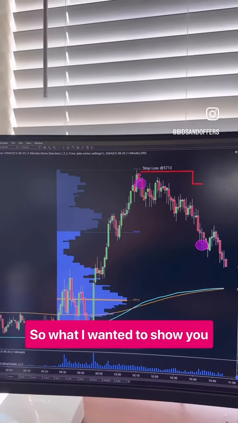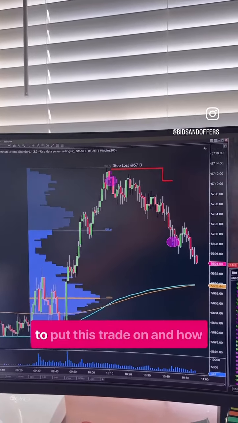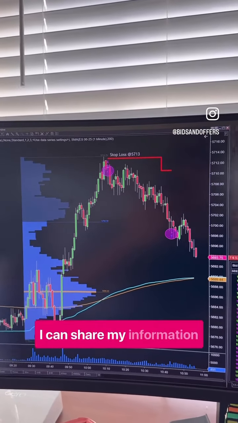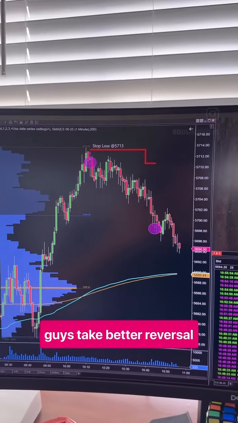So what I wanted to show you guys is what I saw in order to put this trade on and how I can share my information with you guys to help you take better reversal trades.